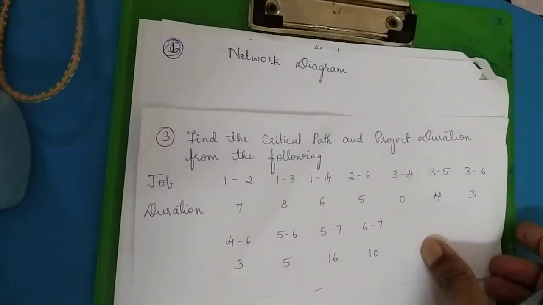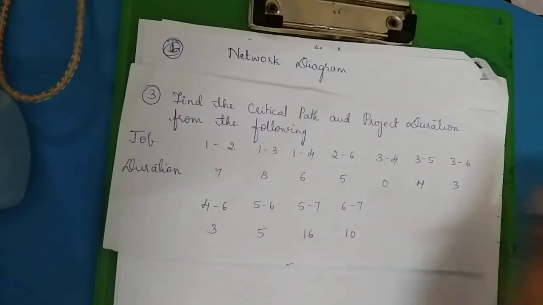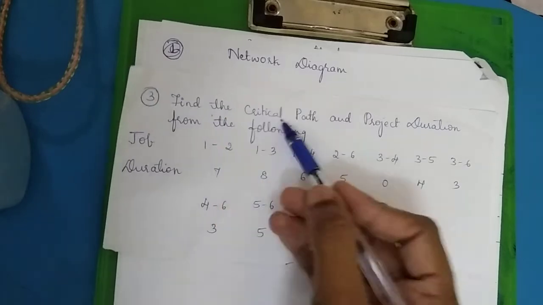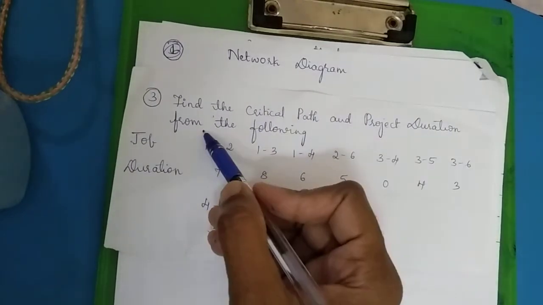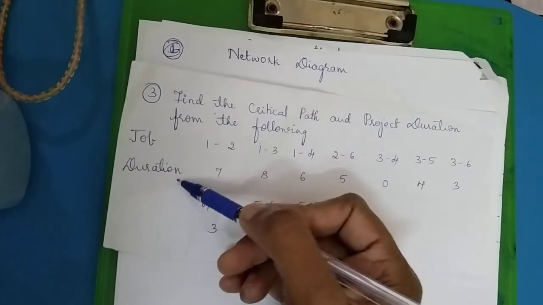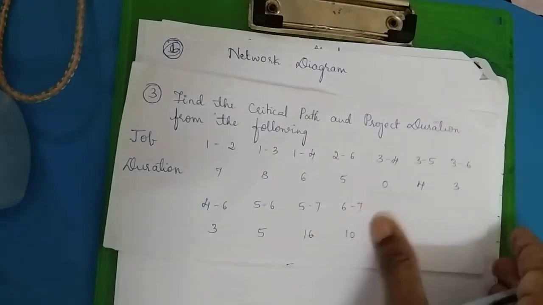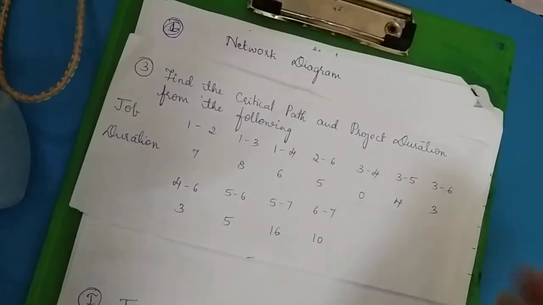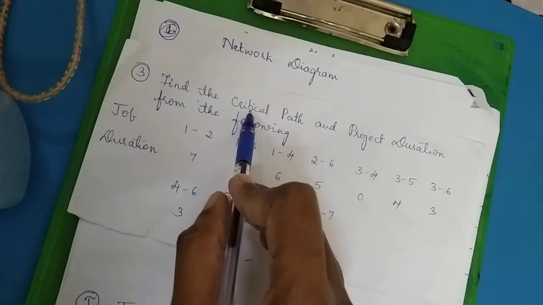Now I am explaining the third problem under the critical path method. So here you are given a problem. Find the critical path and the project duration from the following. So you are given the jobs and the duration. So let us now draw a network diagram. So here we can find out the critical path under three methods.